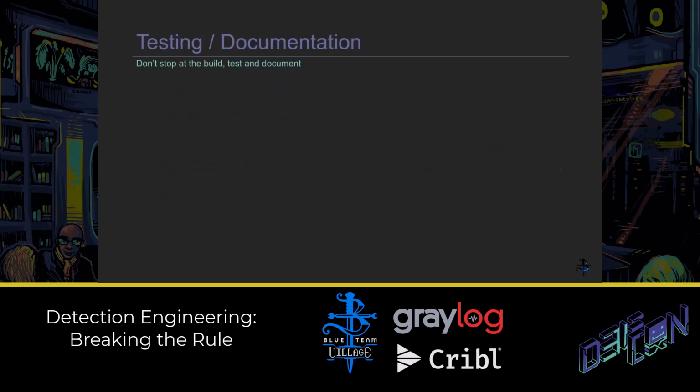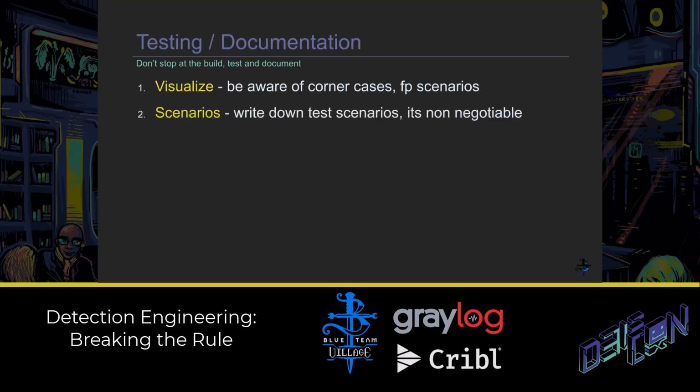Finally, you get to testing and documentation. So the first part of testing is being able to visualize false positive scenarios and corner cases, right? Where you are able to write down these scenarios and document them before you actually run the tests. This is true for any kind of testing: never get into testing without a plan. So you put a plan together, put your thoughts together about what scenarios you want to test, and then you begin testing, and not the other way around.